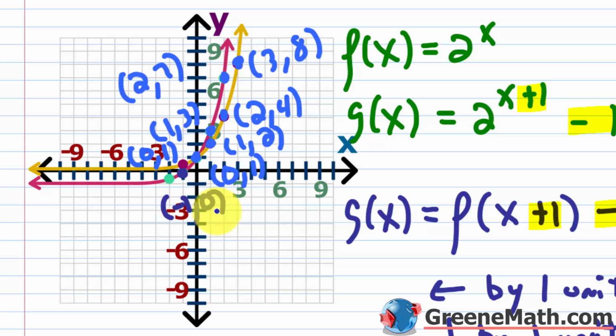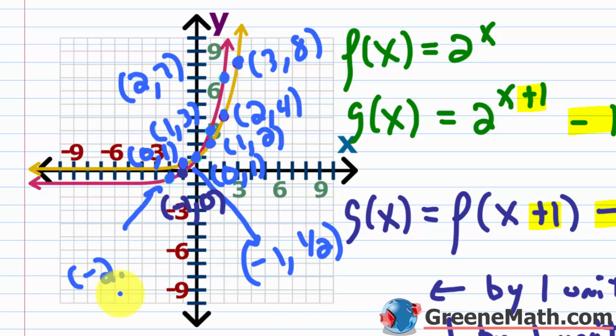And then lastly, if you can see, I have this last point here, which is negative 1. And let me just draw an arrow for that one. So it's negative 1, 1/2. Well, that's going to go 1 unit to the left and 1 unit down. So that's going to be what? Negative 2, comma. And then if I took 1/2 and subtracted away 1, I'd be at negative 1/2.